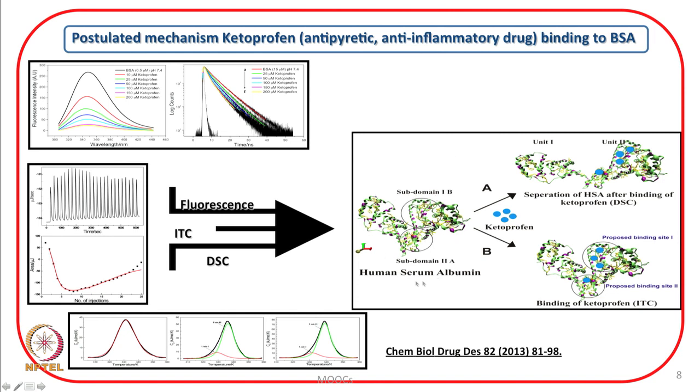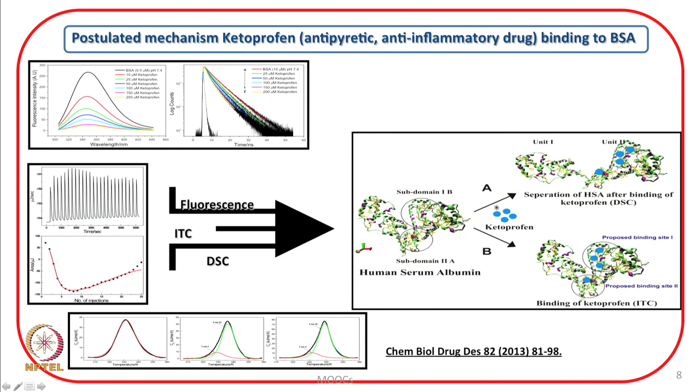This slide shows the binding of Ketoprofen, which is an antipyretic anti-inflammatory drug, to serum albumin. By the use of isothermal titration calorimetry, the binding site of Ketoprofen on serum albumin can be identified. That means we can address this step where the ligand is going and binding.